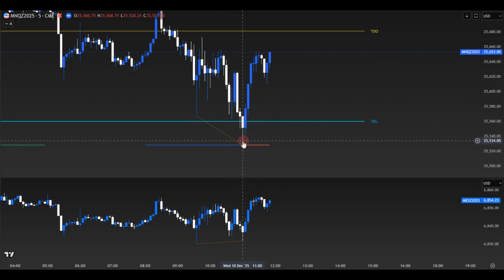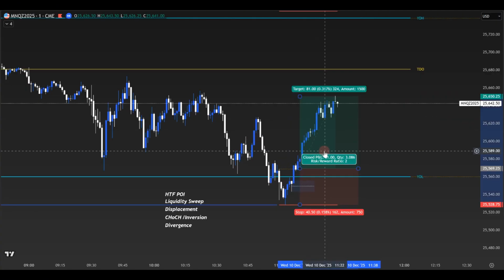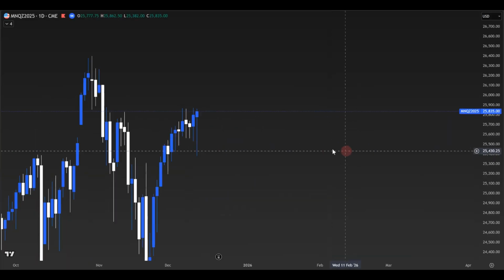You can see right after we get that sweep and we have that divergence, how strong price moves away from that level, giving us that big move to the upside, right? And that resulted in a nice 2-hour trade for about 80 points, okay? Now, let me show you the next trade.